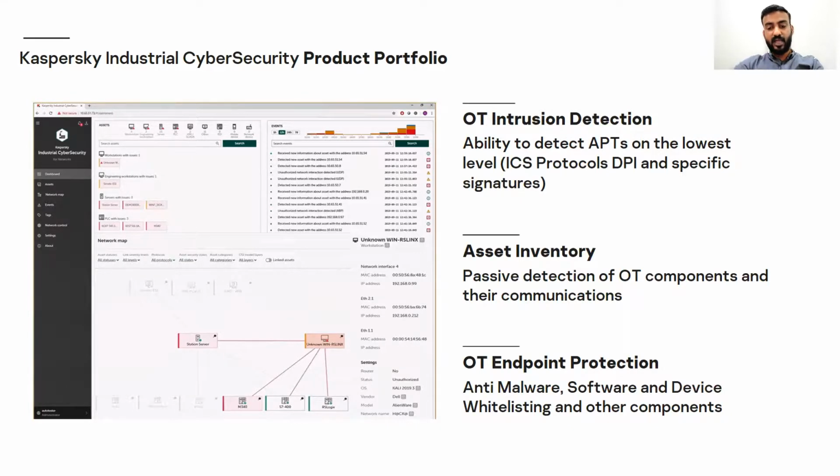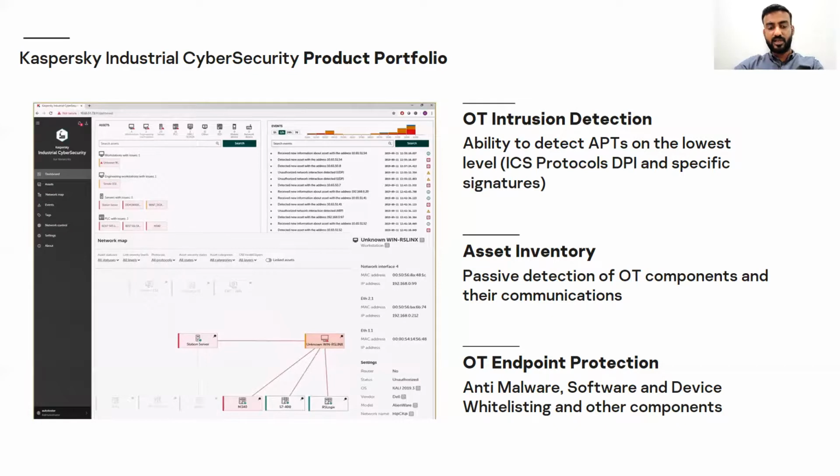In terms of asset inventory, a lot of organizations have very segregated networks, which we call air-gapped networks, which limits the visibility across them. So in these cases, the organization does not have full visibility of what they are running and what kind of devices exist in these networks. The solution sits passively, detects all the OT components and their communication passively, and creates a virtual map and the asset inventory.